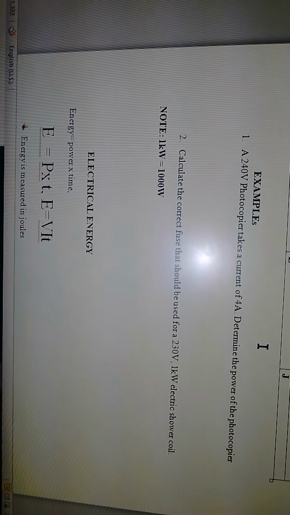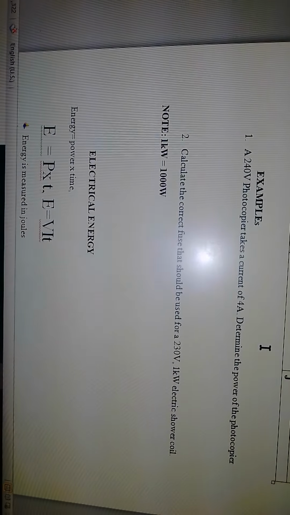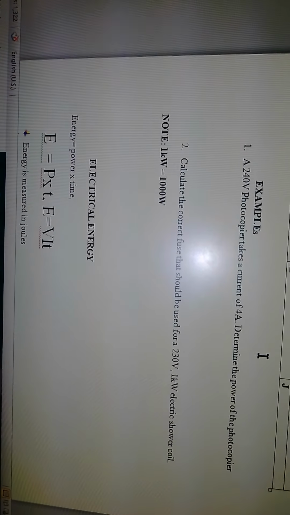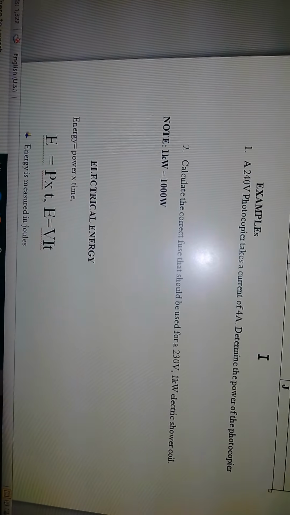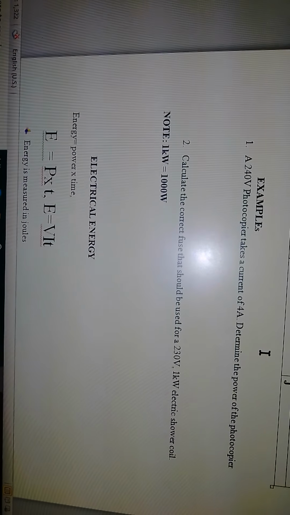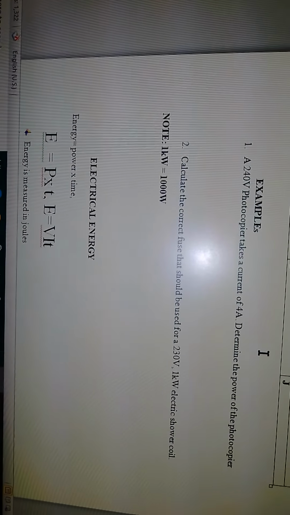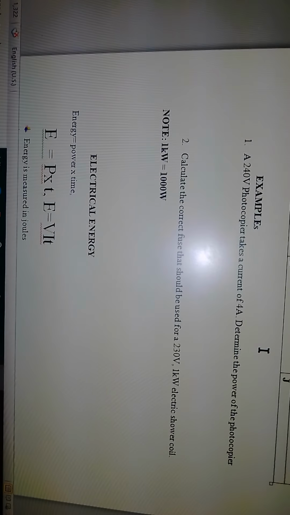I'll give you one more question so that you can do that. Calculate the correct fuse that should be used for a 230 volt, 1 kilowatt electric shower coil. Do it in your book, take a photo of it, and send it through your Google Classroom app. I'll get it.